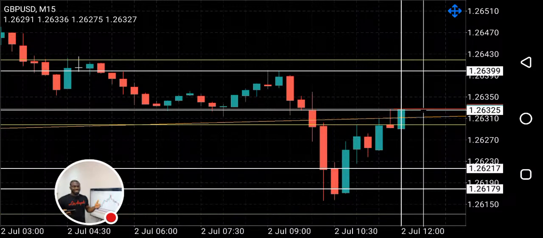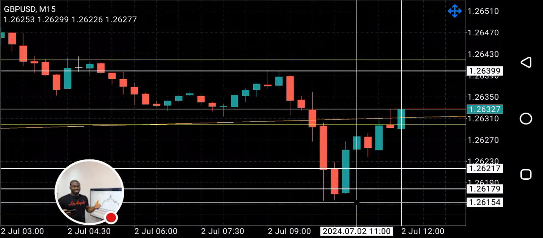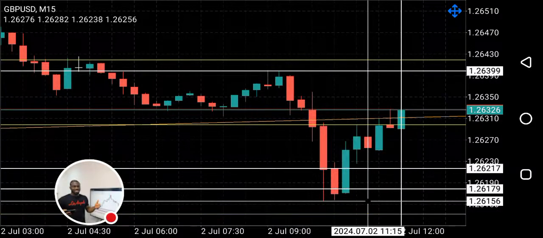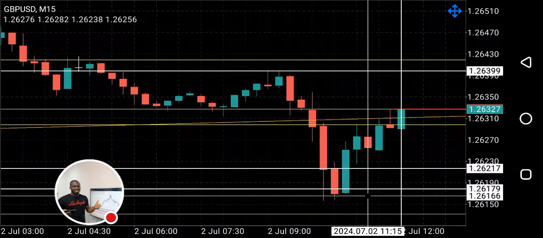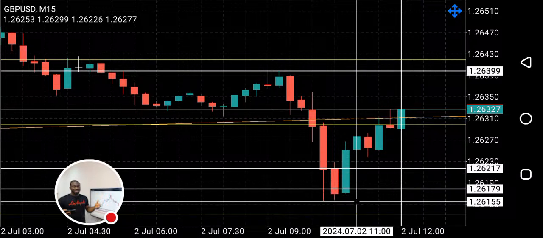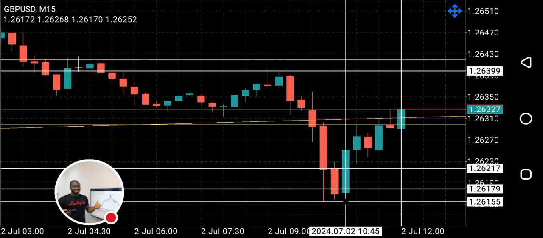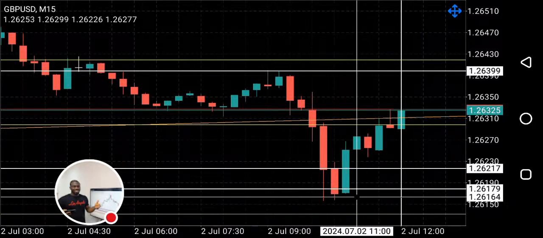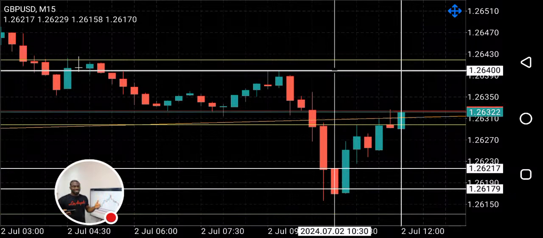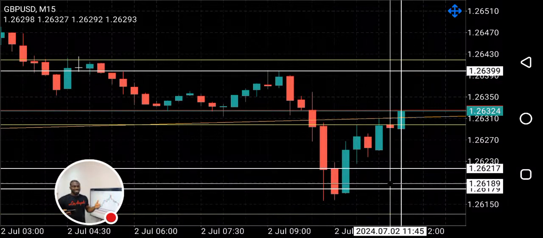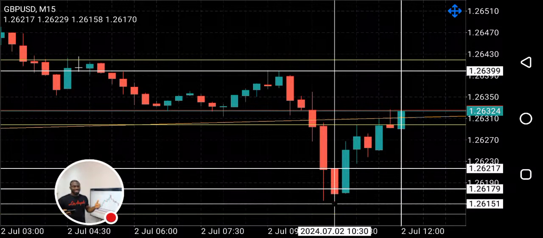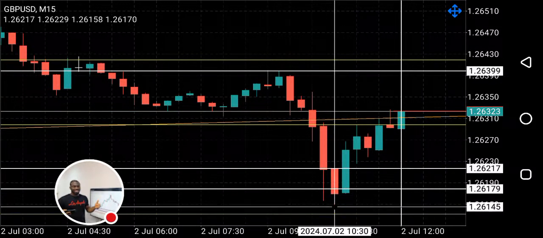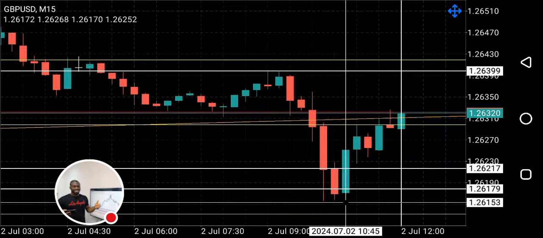We could decide to buy from the current market price and set our stop loss a few pips below this level, maybe 10-15 pips below this level. If you want to take the trade now, if you want to buy GBP USD, your stop loss should be at least 15 pips below the low of this level, so that if price changes structure and later pulls back, it will not hit your SL. So you should set your SL at least 15 pips below the low of this candle. I hope that is clear.